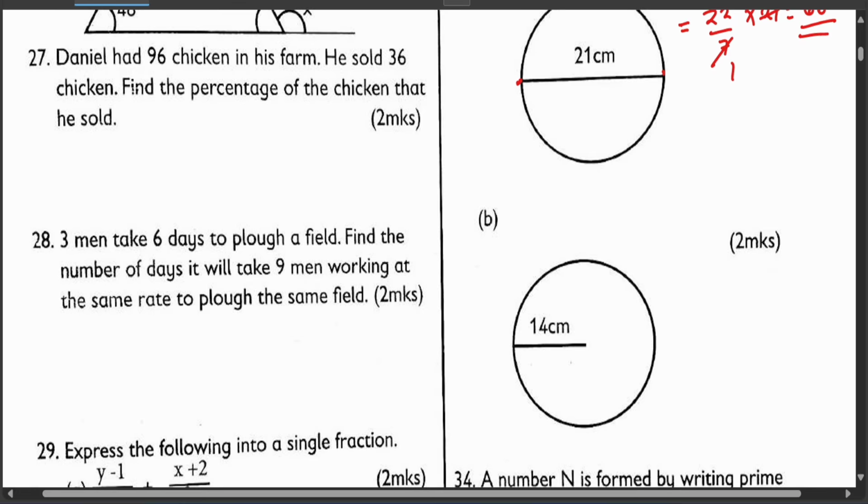For the other one, umepewa radius. Radius ni half of the diameter. So it use 2 pi r. So 2 times 22/7 times 14. And it gives you 88. 22 times 2 ni 44. 44 times 2 ni 88 centimeters. Ona rahisi sana. Let me just write 88. Sio kaona ni 80 ama 86.